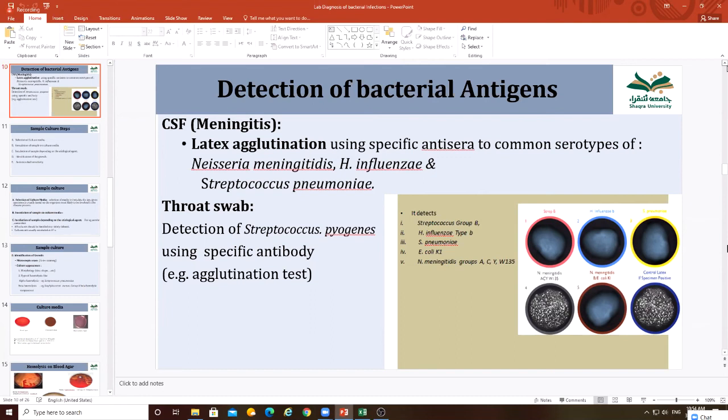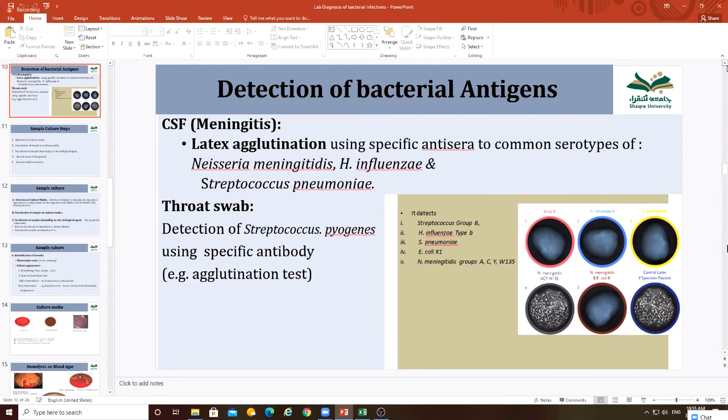My question is, what is another method to detect the bacteria in the CSF other than staining? Staining is one method. What is another method to detect the bacteria in the cerebrospinal fluid? How will you detect the bacteria? One method is gram stain. Okay, what is another method? Using antibodies, doctor. Culture media. Culture media, very good. That is another method. You can do culture.